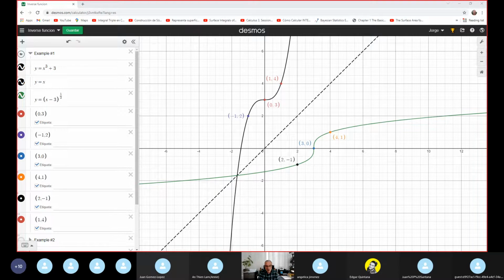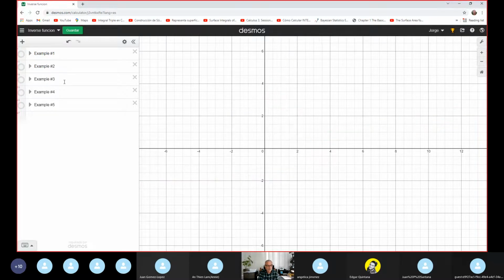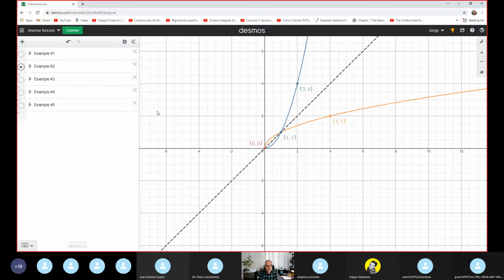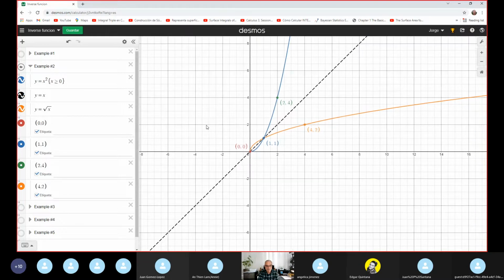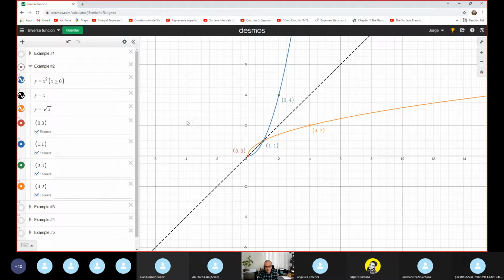Okay, let me share the screen. Desmos. I suppose you see Desmos now. Yes or no? Boom. Example 2. Look at that. Example 2 is... Do you see Desmos, right? Answer me, guys. Yes, no. David, tell me. Do you see this or no? Yeah, I see, Professor. Thank you.